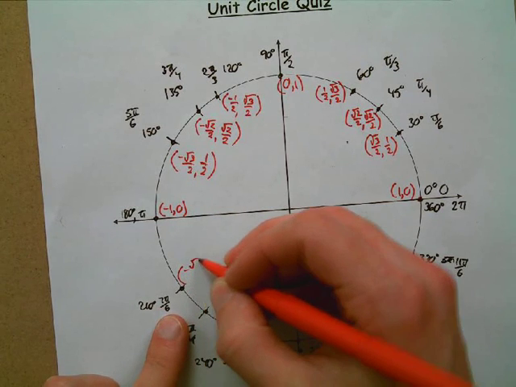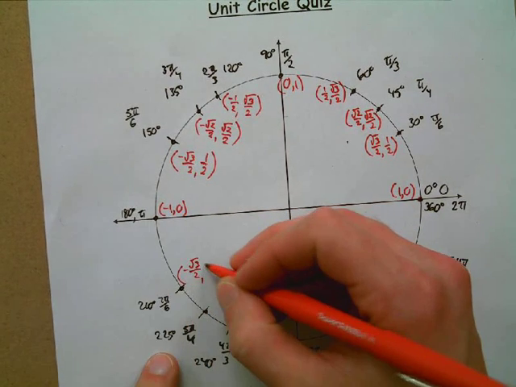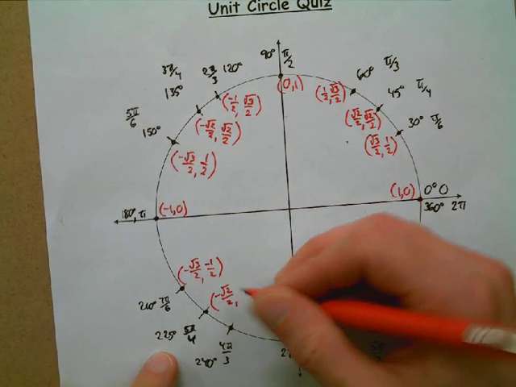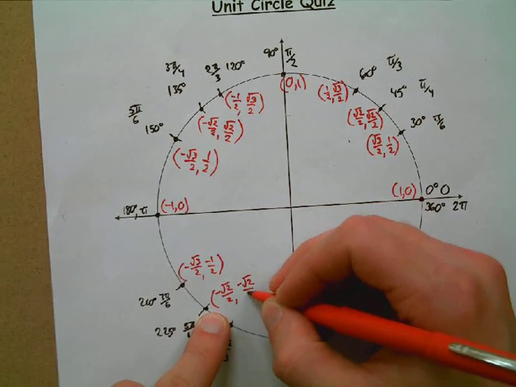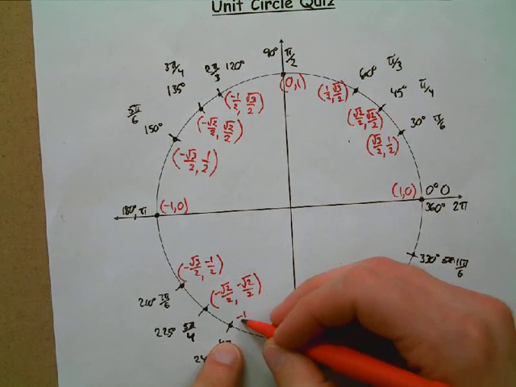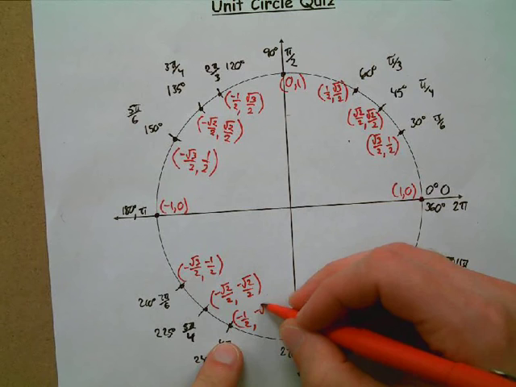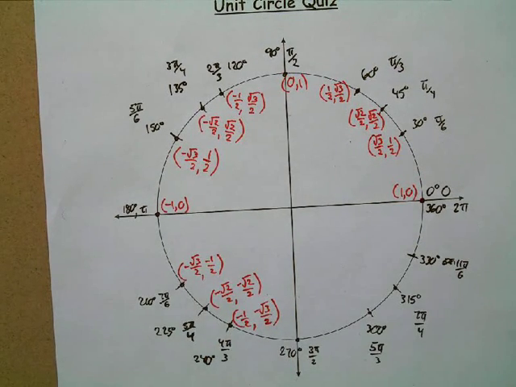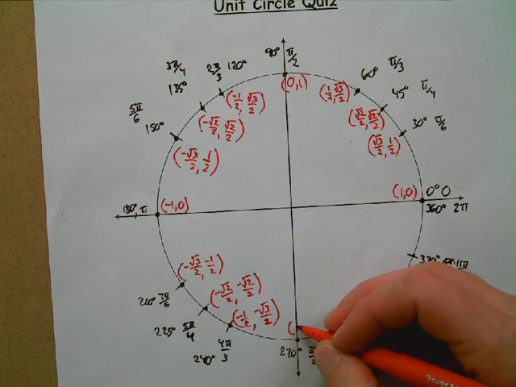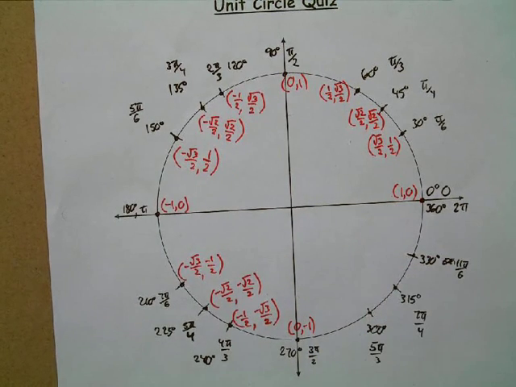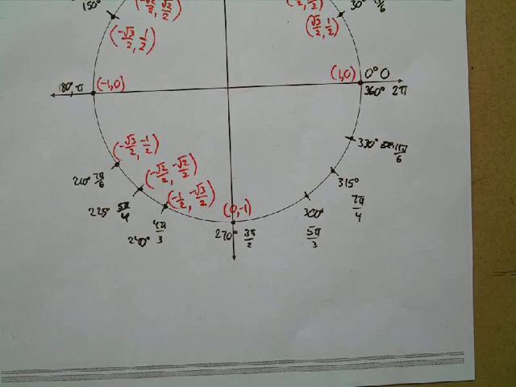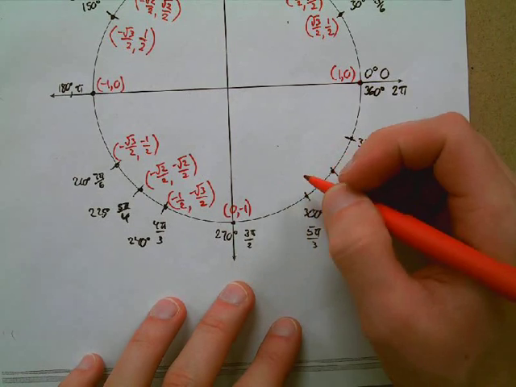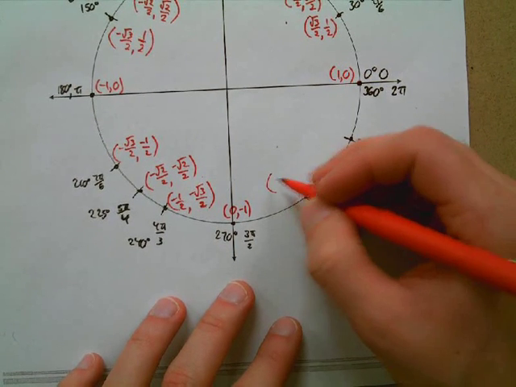And then this point right here is 0, negative 1. Oh, sorry, off the screen. And then quadrant 4, all the x values are positive, but the y values are now negative. So, positive 1/2, negative root 3 over 2. Positive root 2 over 2, negative root 2 over 2. And then positive root 3 over 2, negative 1/2. And there's the coordinates for the unit circle.